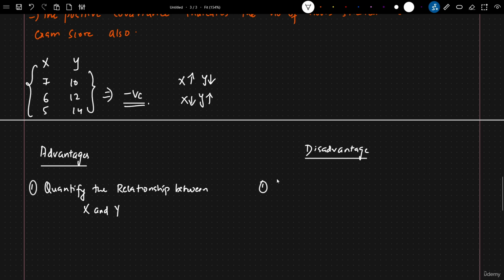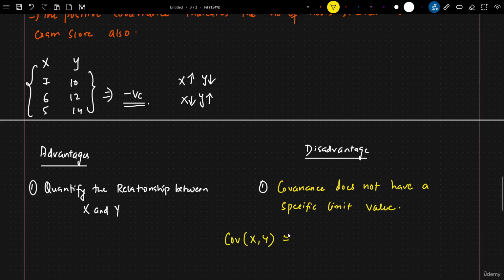The disadvantage is over here, I'll write: covariance does not have a specific limit value. Now what does this basically mean? Let's say I calculate my covariance, this value may range between minus infinity to plus infinity. There is no specific limitation. It can be any value in that range.